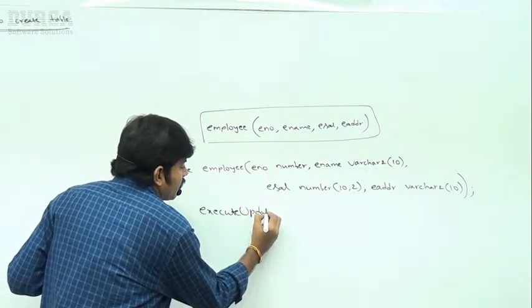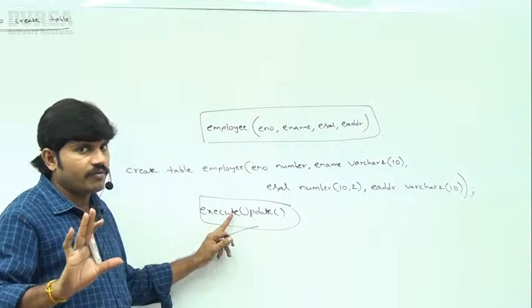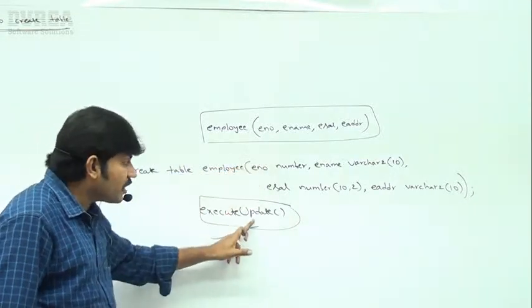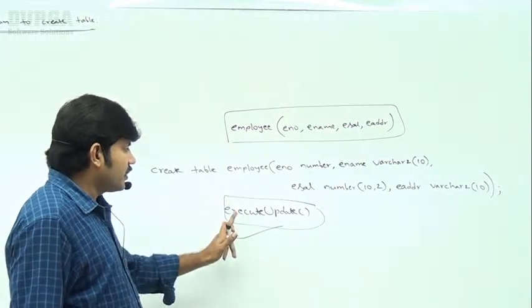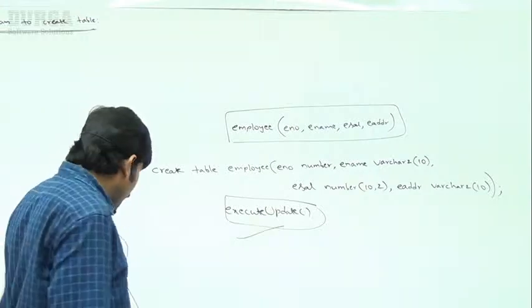Can you spell out the method we use? executeUpdate method. Everyone can understand, right? This is my SQL query and the JDBC method we use to create the table: executeUpdate. That's the basic idea you have.